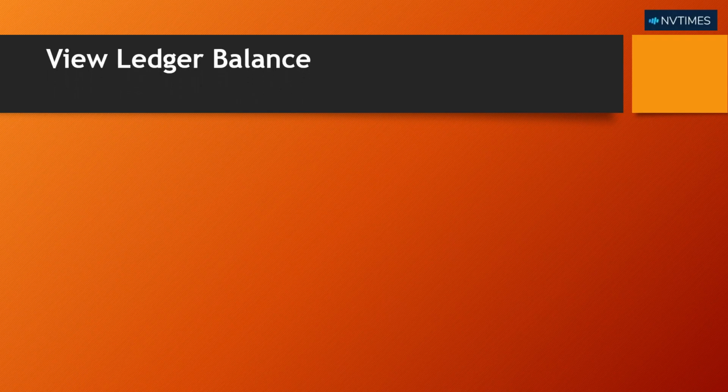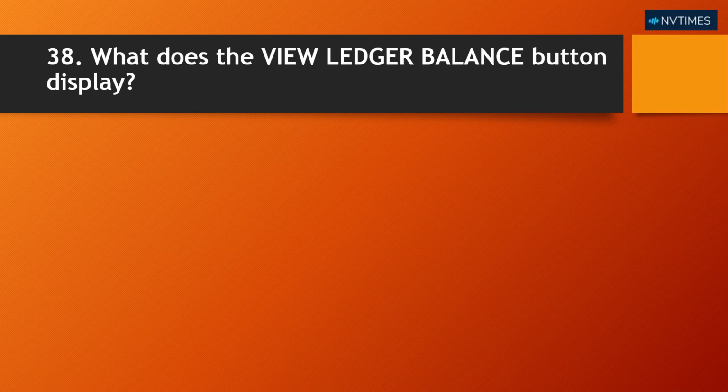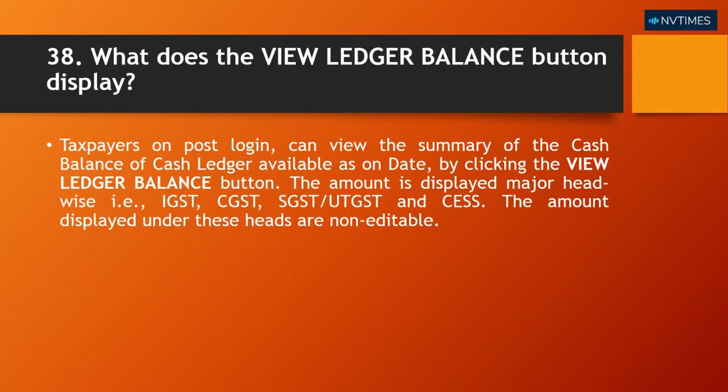View ledger balance. What does the View Ledger Balance button display? Taxpayers on post login can view the summary of the cash balance of cash ledger available as on date by clicking the View Ledger Balance button. The amount is displayed major heads wise, that is IGST, CGST, SGST, UTGST and cess. The amount displayed under these heads are non-editable.